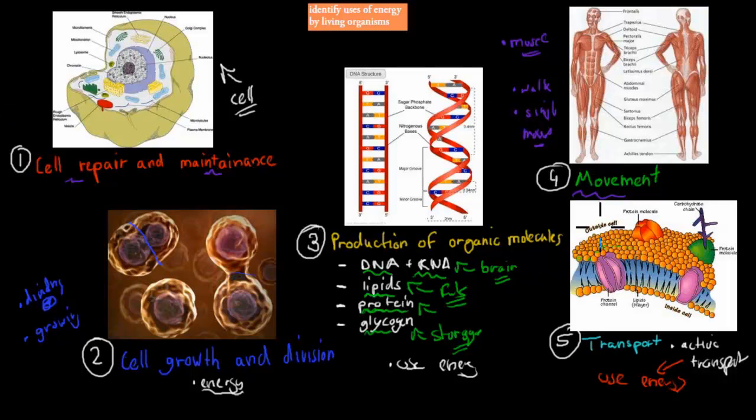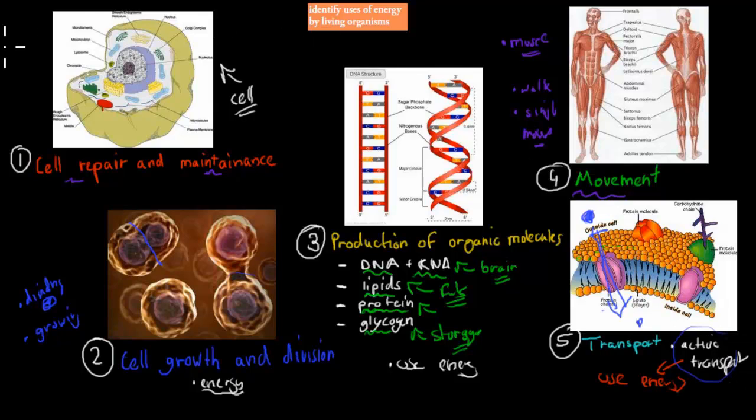So for example, if this is here, it's outside the cell here, and this is inside the cell, this is our cell membrane, in between outside and inside. And if we want to get something from here to there, but it wouldn't go by itself, we'll need to use energy to pump it across. And that requires energy. And that's active transport. So these were 5 of the main.